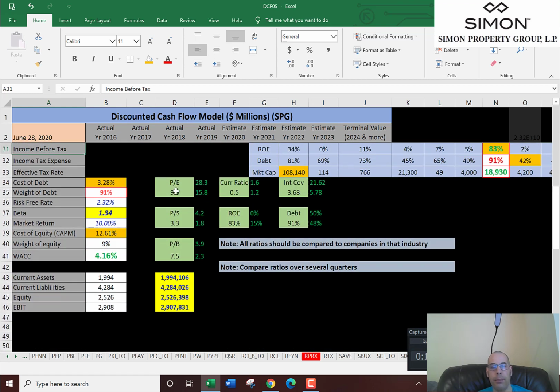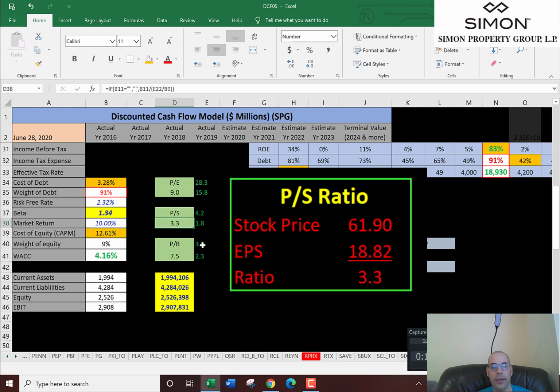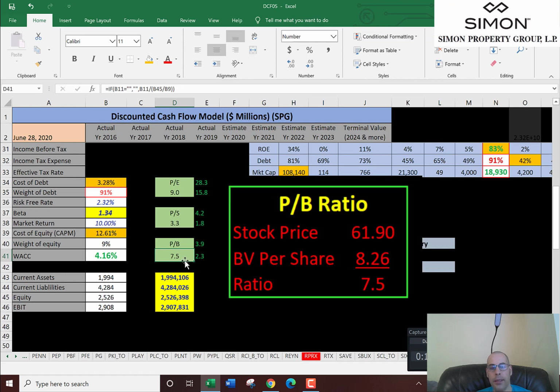So they have a PE ratio of 9, which is really good. I like to see under 15. That's price of stock over earnings per share. They also have a pretty good price to sales ratio, 3.3. They have a pretty high price to book, 7.5. I like to see around 3 or 4 or even less. So that's price of stock over book value per share. That means investors are willing to pay $7.50 for $1 of book value. Remember, when I say book value, I just mean balance sheet, total assets minus total liabilities.